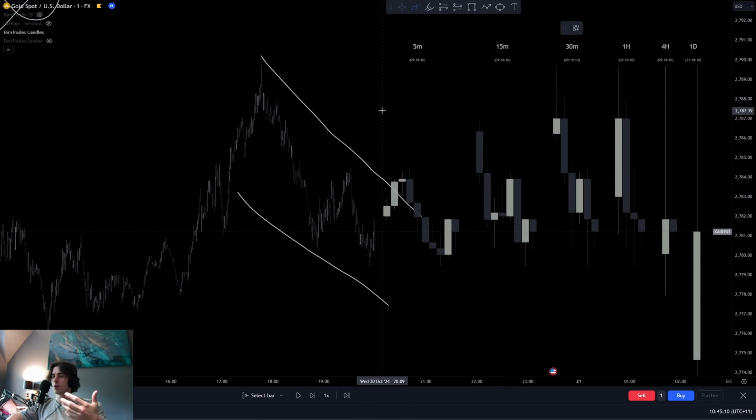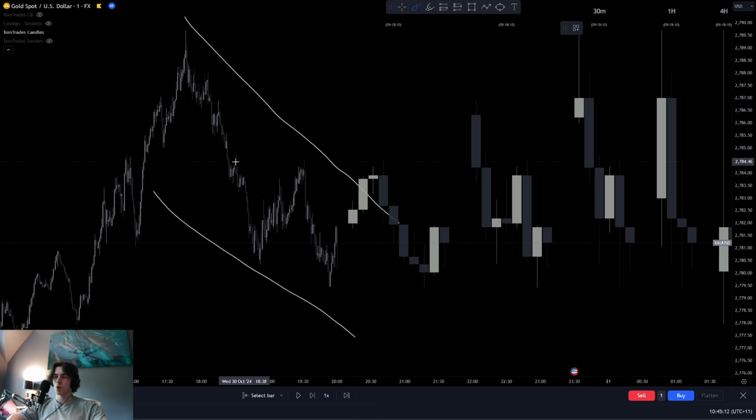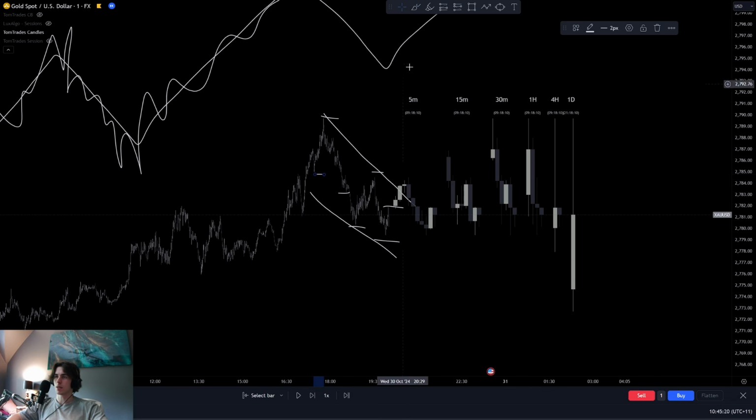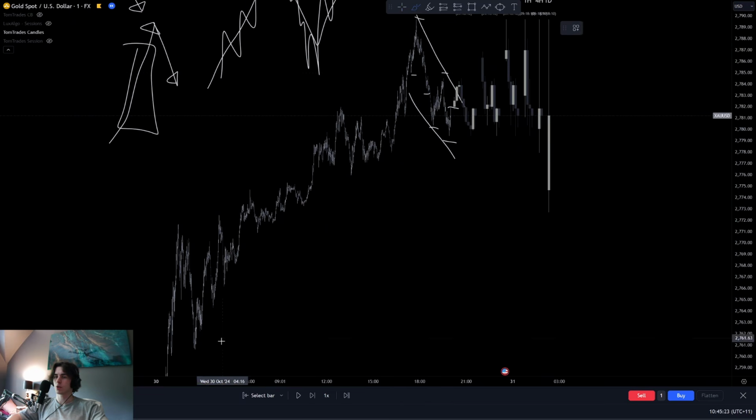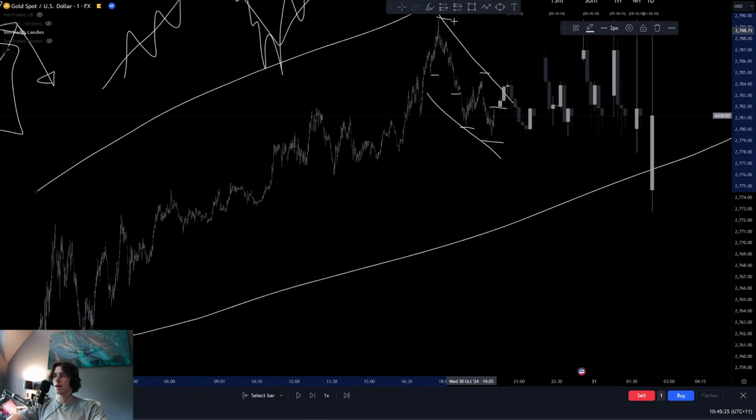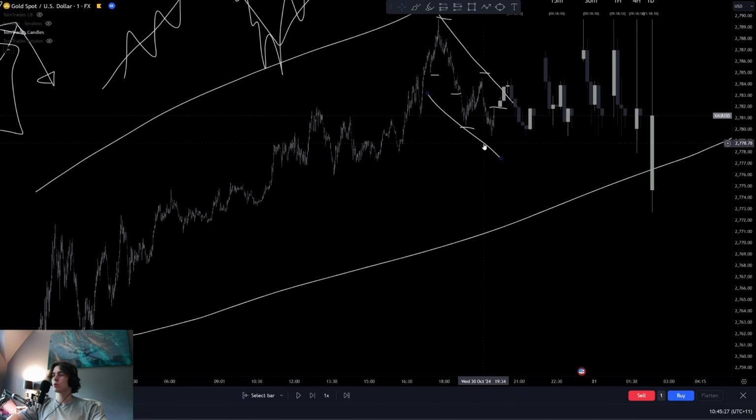So if we just look at this low time frame market structure, we're making lower highs and lower lows. So we've been breaking structure. But if we then zoom out and look at high time frame market structure, we're clearly making higher highs and higher lows. So you want to align the low time frame with the high time frame.